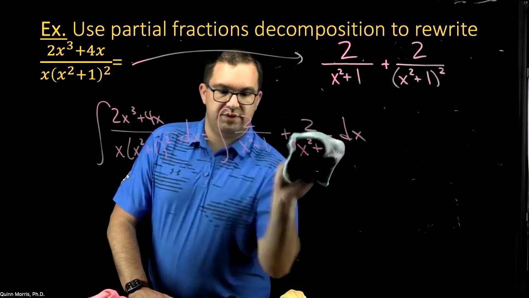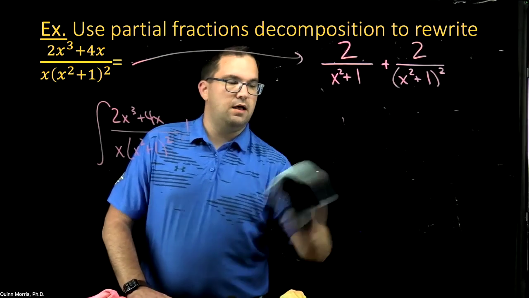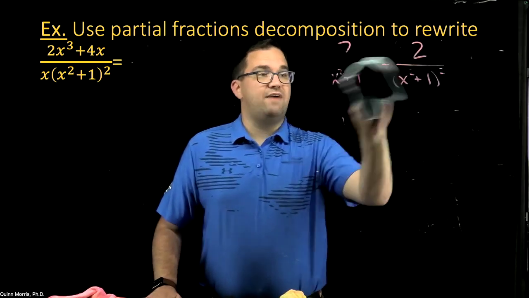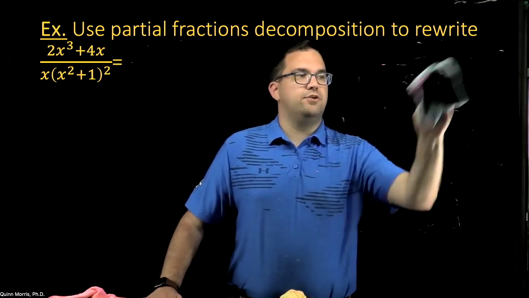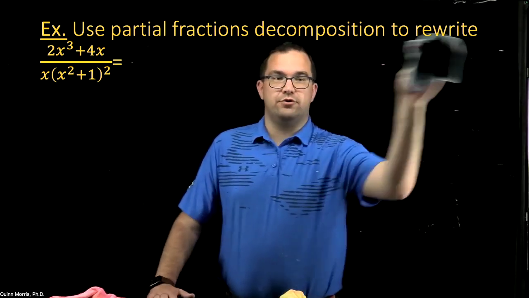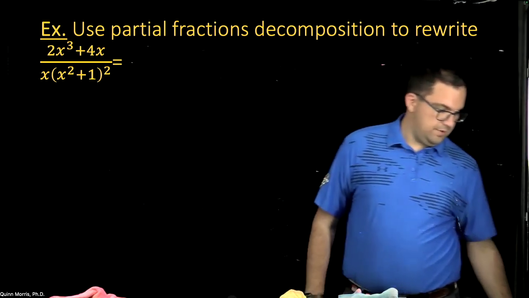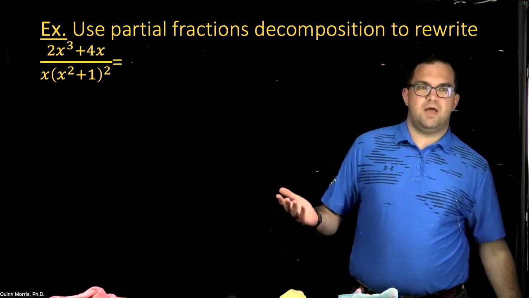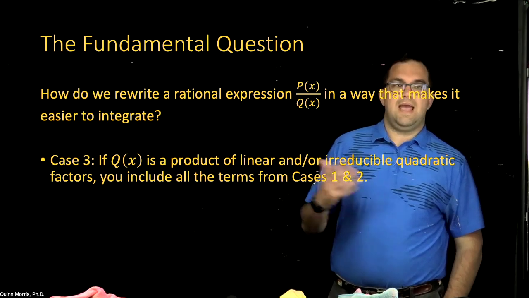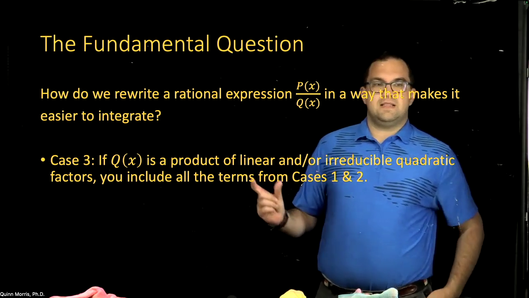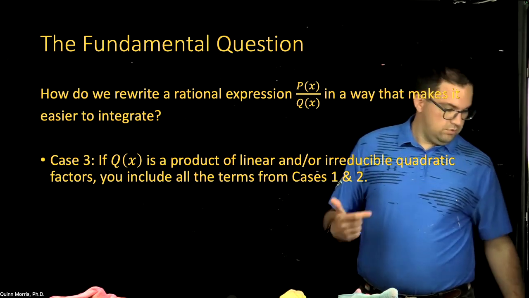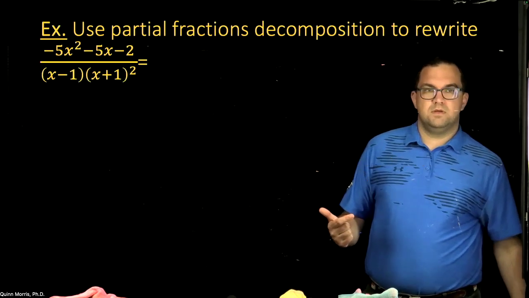So far, we've dealt with really 2 distinct cases here. We have dealt with the case where I have a linear factor raised to some power, and that's my entire denominator, or when I have an irreducible quadratic factor raised to some power, and that's my entire denominator. But there are lots of other types of denominators. And so case 3 basically says, if we have a product of linear and or irreducible quadratic factors, you basically just include all the terms from cases 1 and 2 based on each factor. So let's actually see in practice what that means.